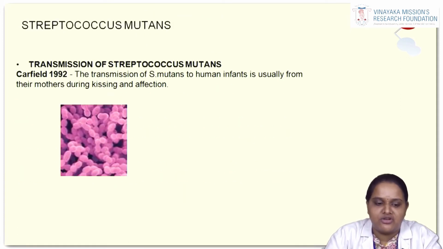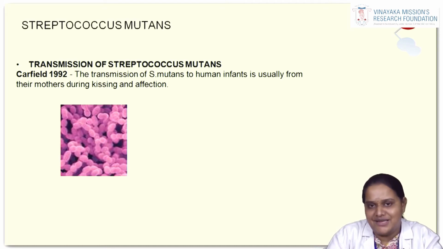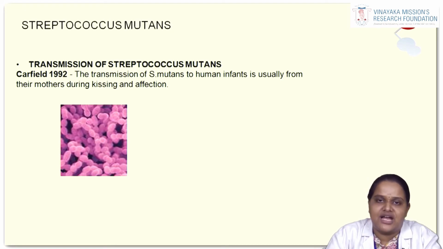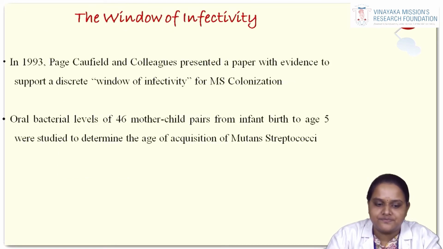Then, coming back to Streptococcus mutans, Caufield in the year 1992 represented that the transmission of Streptococcus mutans to human infants is usually from the mother to the infant, in the process of kissing, affection, or sharing the same utensils and the same food that is shared by the mother and the kid.